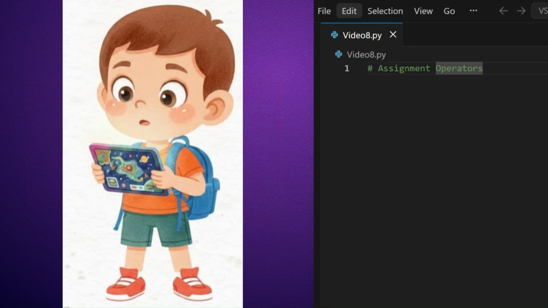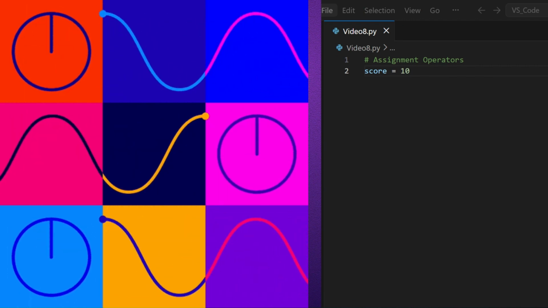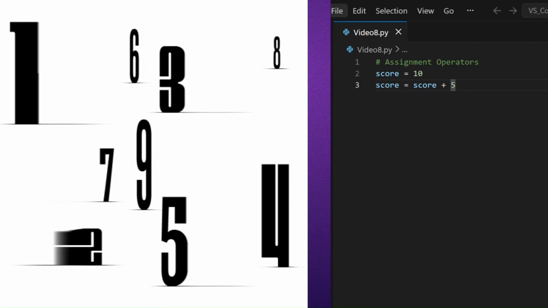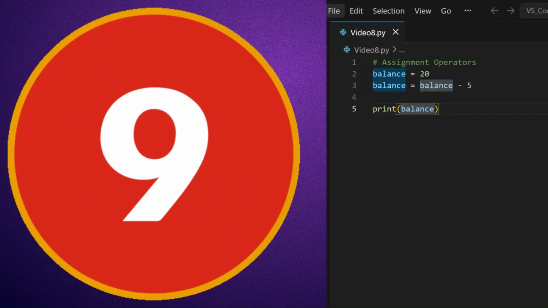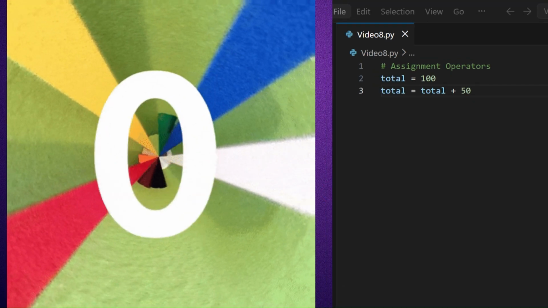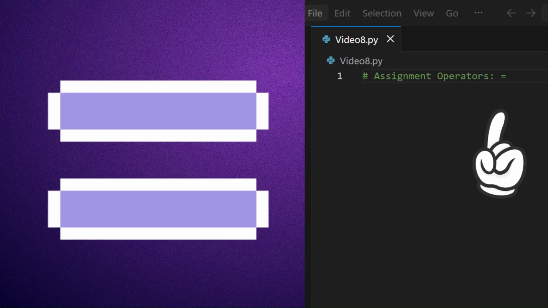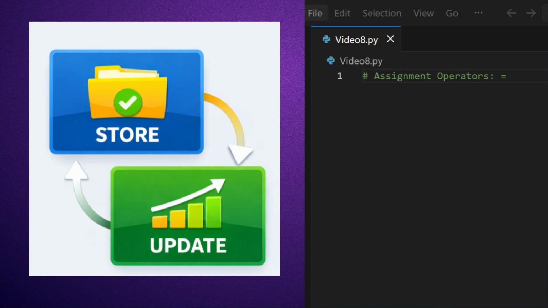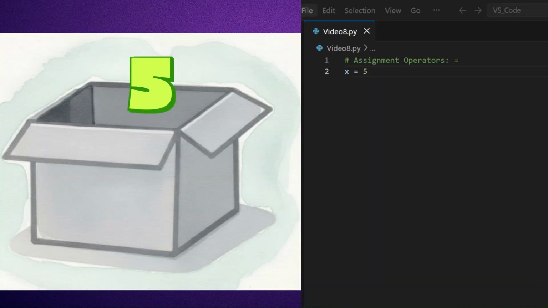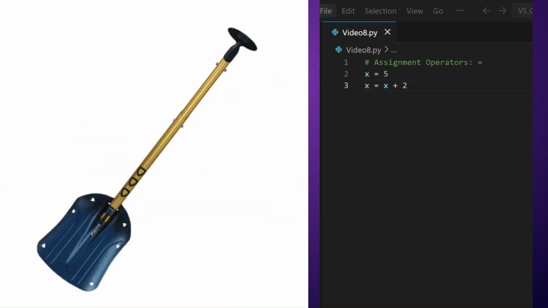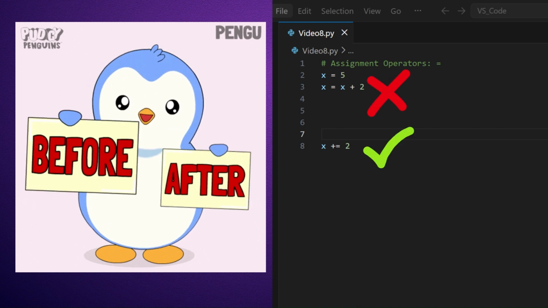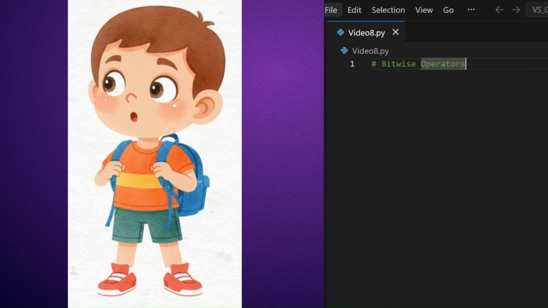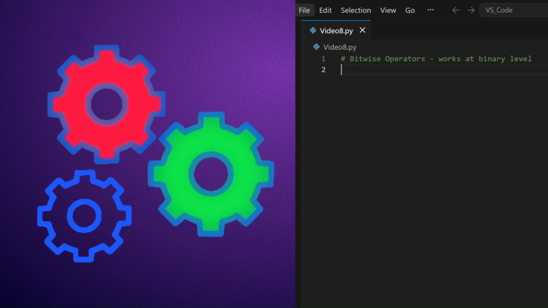Alex notices another pattern. Sometimes values change. A score increases, a count decreases, a total is updated. Python uses assignment operators to store and update values. They allow Python to assign new values, modify existing values, and combine calculation and assignment. This makes code shorter, cleaner, and easy to understand.